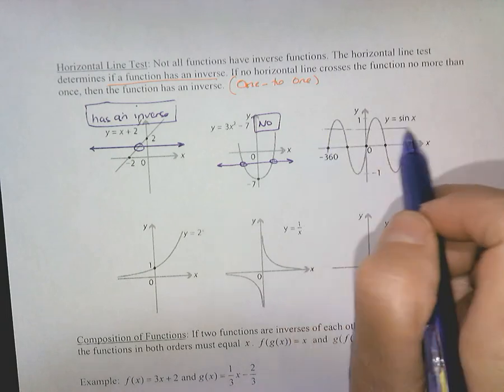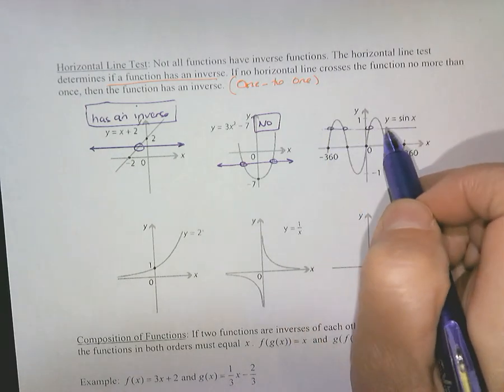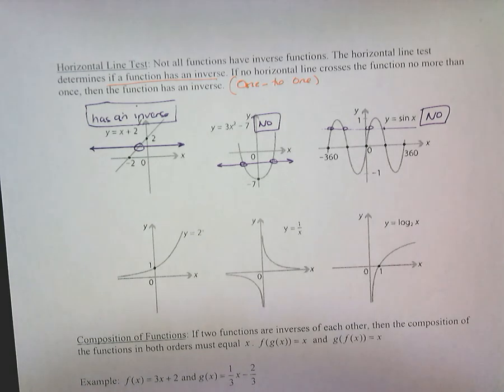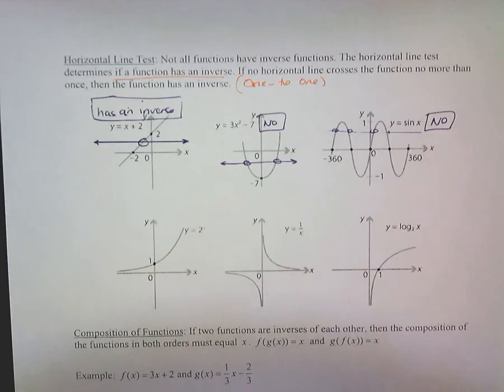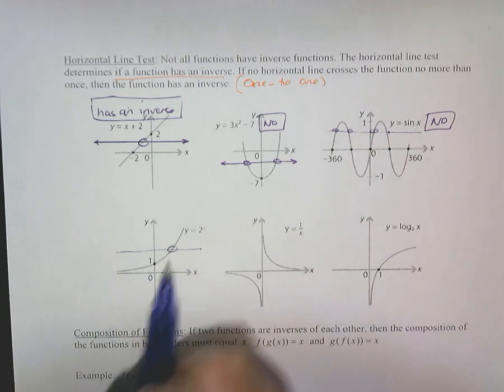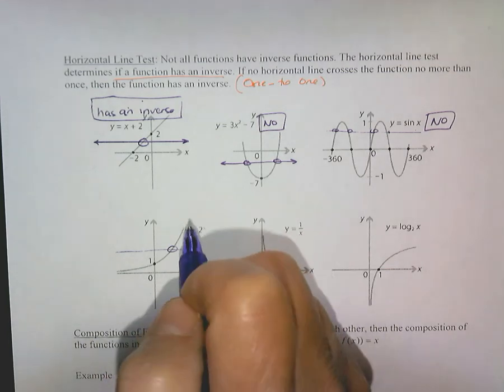Horizontal line, no matter where I put it here, this is going to cross it in multiple places. So no, this does not have an inverse function. We'll talk about that when we get to trig. Here's y equals 2 to the x power. We're going to talk about exponential functions. This one has an inverse function, so yes, it has an inverse.